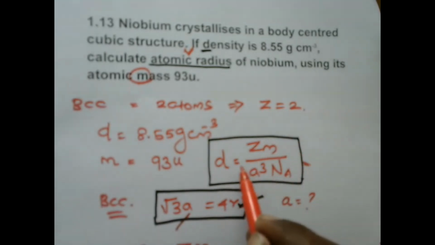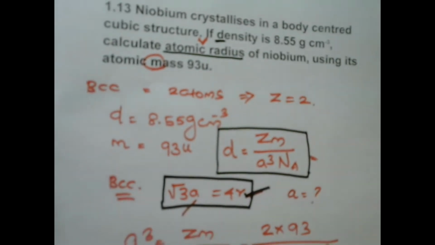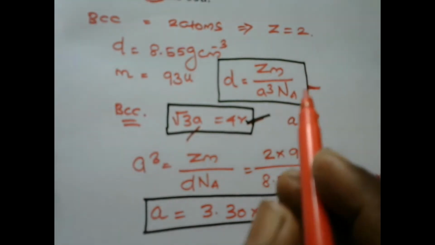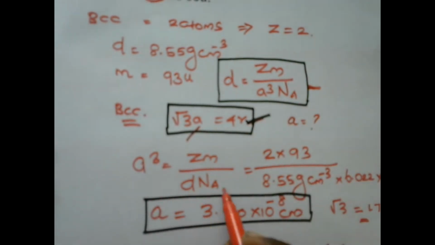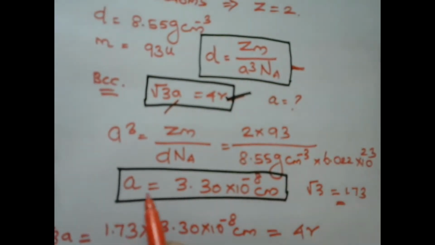So by using the relation D is equal to Z M by A cube Na, we have to find the value of A. Root 3 A is equal to 4R is the relation between R and A in BCC. To substitute in this equation, we have to find the value of A, so we rearrange: A cube is equal to Z M by D Na. By substituting the values, we get A as 3.30 into 10 to the power of minus 8 centimeter, and root 3 is taken as 1.73 for simplification.